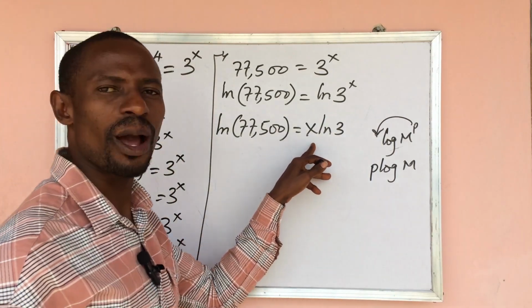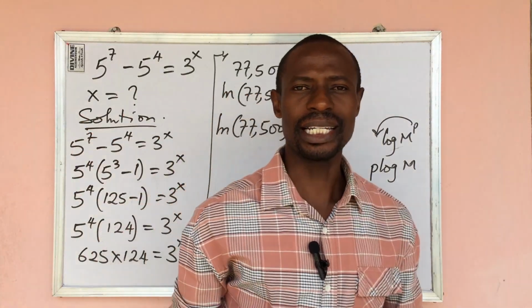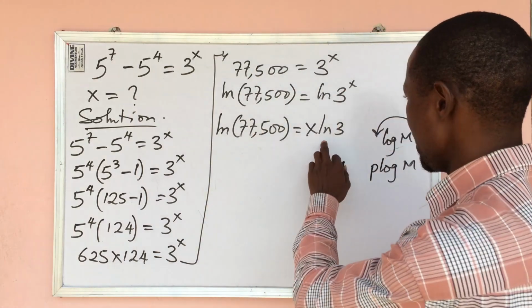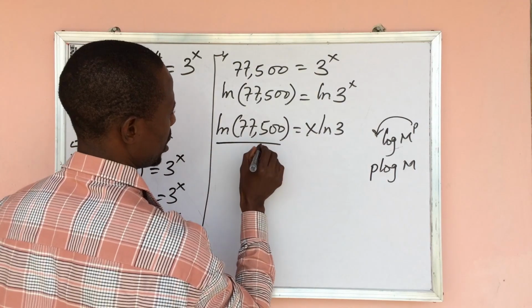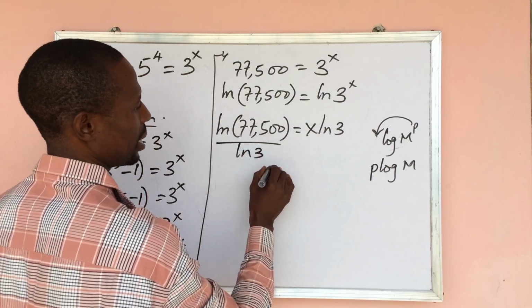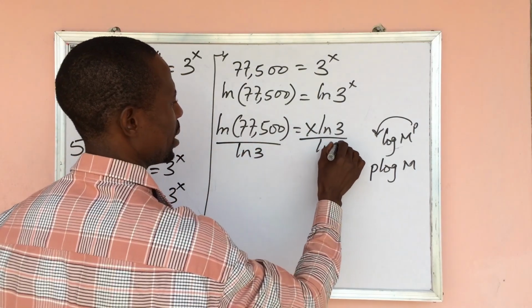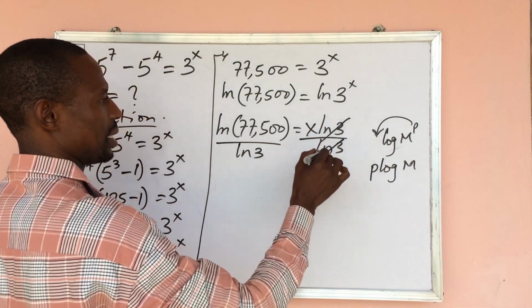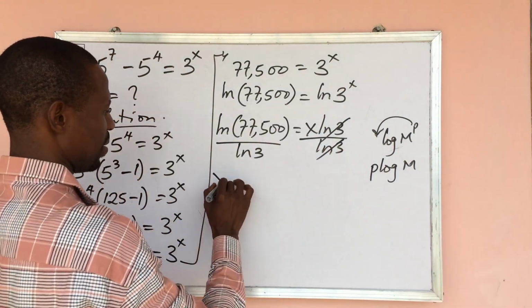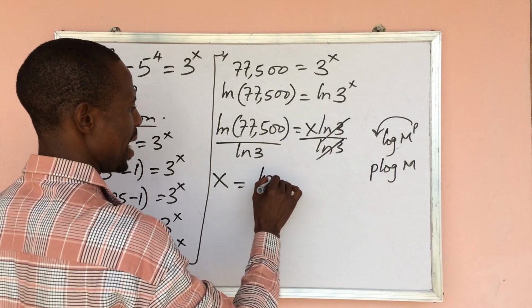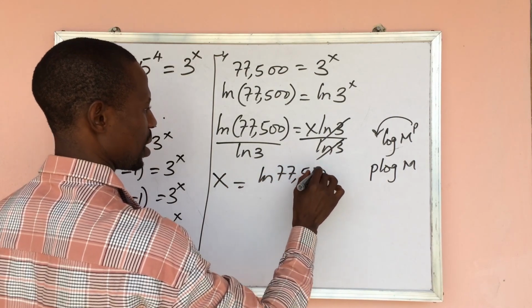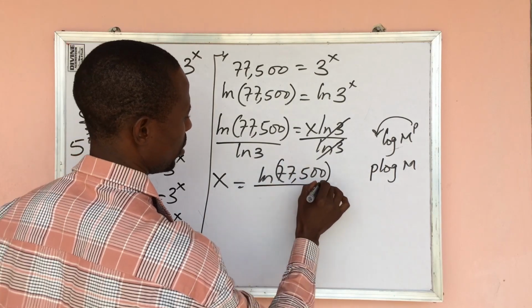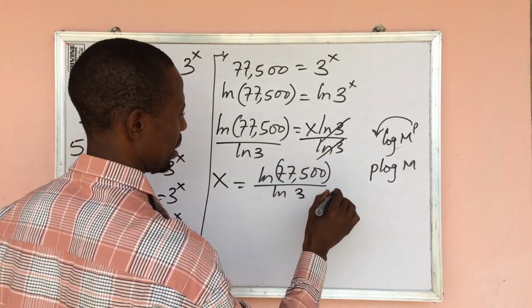We're looking for x. So at this point, it's expected that we divide by what? ln 3. If we divide through by ln 3, we have this all over ln 3 and this all over ln 3. Automatically, this will go out. And so we are left with x equals ln of 77,500 all over ln 3.